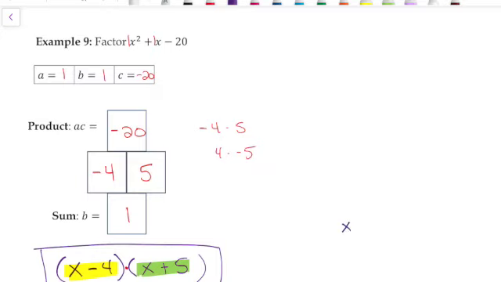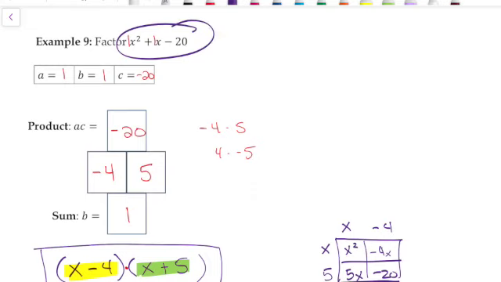I'll just do a quick area model. And so we've got x minus 4 and x plus 5. And we get x squared minus 4x plus 5x minus 20. And that gives me x squared plus x minus 20. Is that what we started with? Yes, it is. So we're good. We got it right.